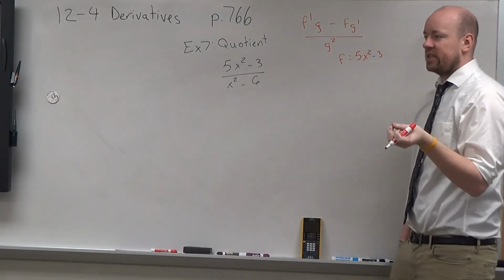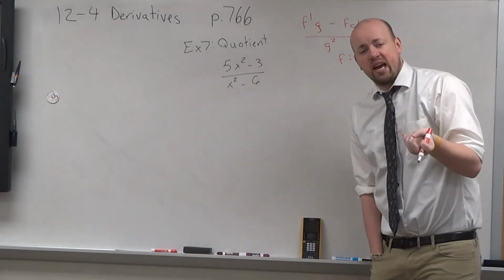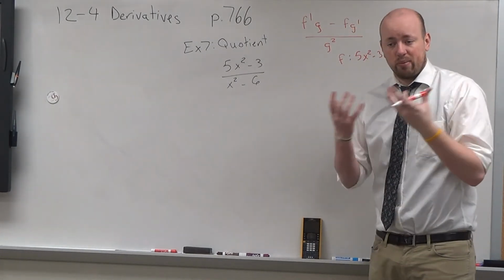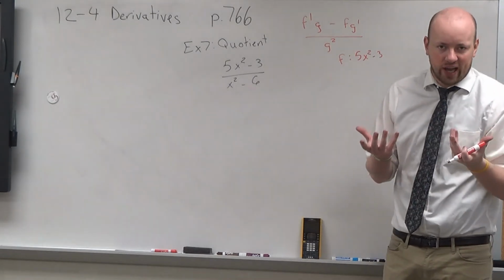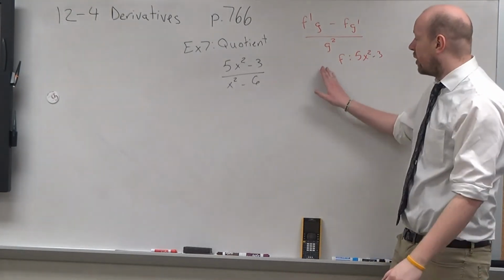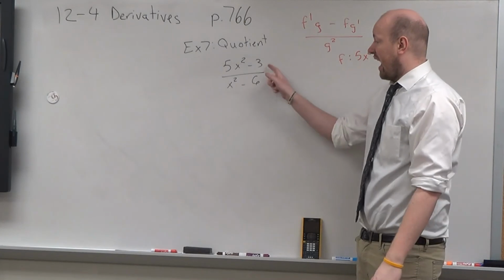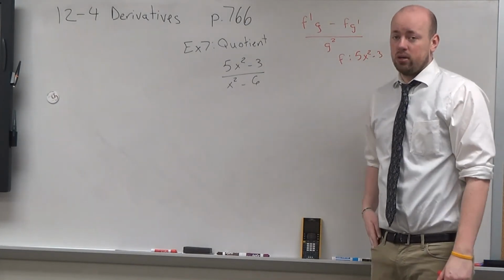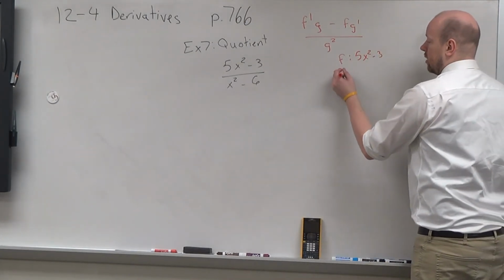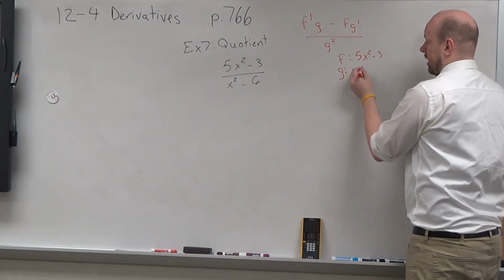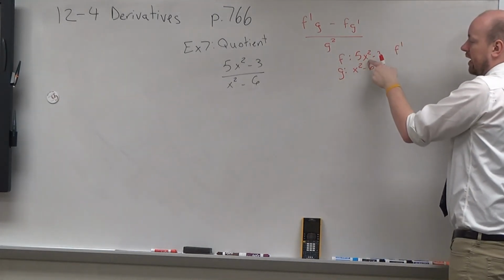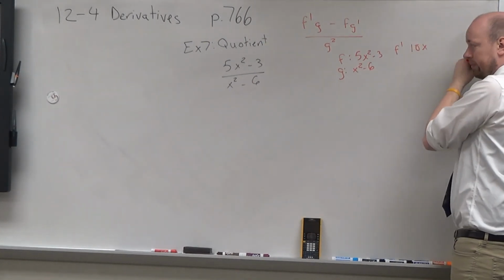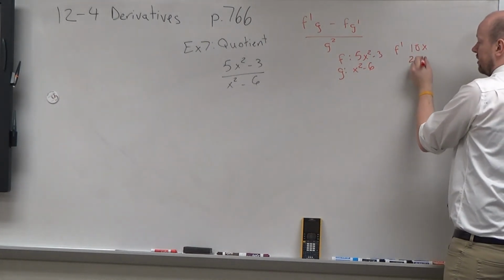In that previous example, it doesn't matter which one's f or g because they're being multiplied together. Order of multiplication doesn't matter, and eventually you're going to add those terms anyway. This one, order does matter. Your f has to be your top one. Has to be. And my g of x is x squared minus 6. And now my derivative, well, I get 10x for my f prime, and then I get 2x for my g prime.